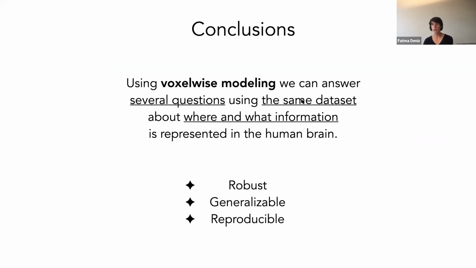To conclude, using Voxelwise modeling, we can answer several different questions using the same data set about not only where, but also what information is represented in the human brain. And this usually leads to robust results that can be tested using different methods. For example, in the language domain, we can use different natural language processing algorithms that are popping up currently every hour, basically, to study how robust our models are in comparison to what we have, for example, published. Again, it's generalizable, and we always reproduce our results for different individual subjects and also in different experiments.